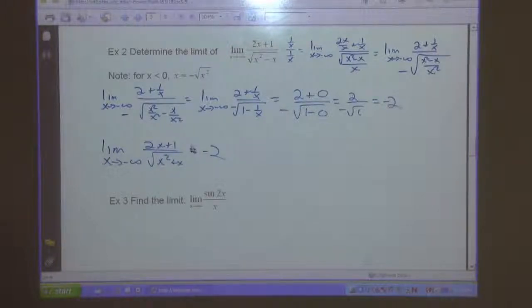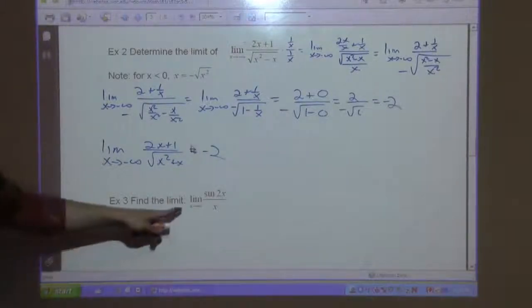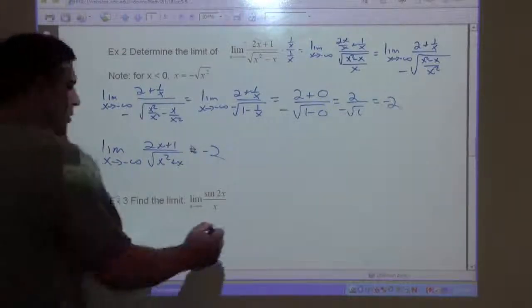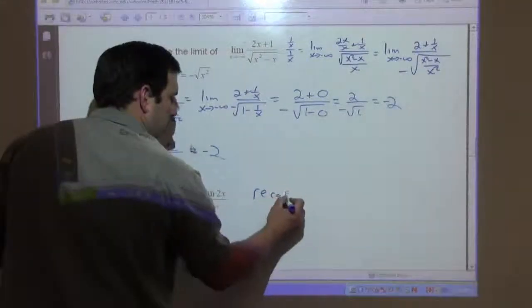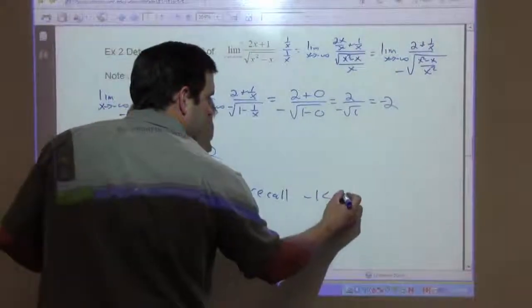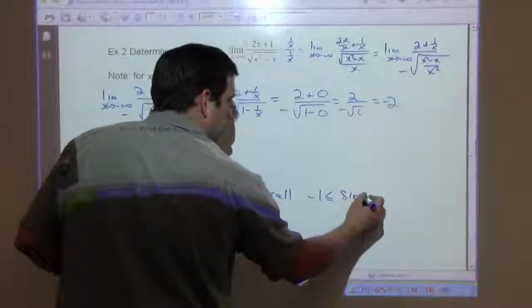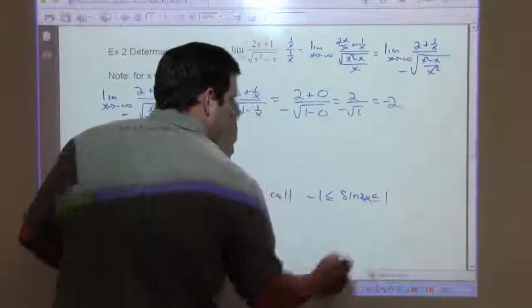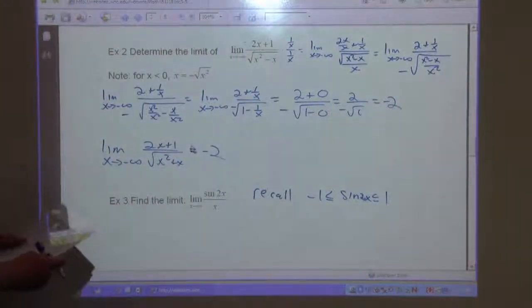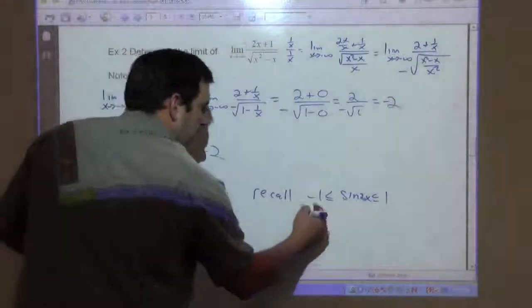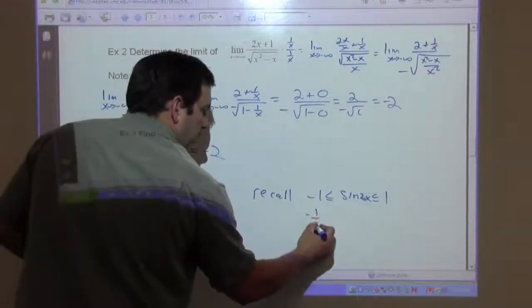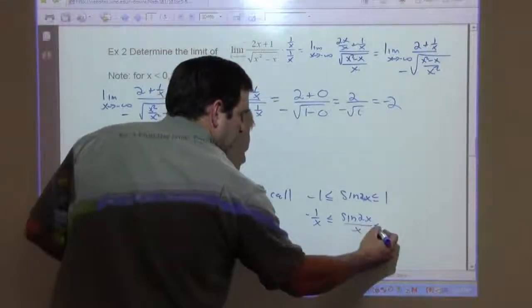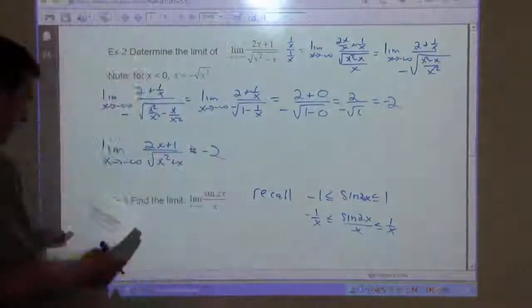Okay, for the next one we're going to find the limit as x goes to infinity of sine 2x over x. So first recall that negative 1 is less than or equal to sine x, less than or equal to sine 2x, I'll even call it, less than or equal to 1. So if I divide both sides by x, negative 1 over x is less than or equal to sine 2x over x, less than or equal to 1 over x.